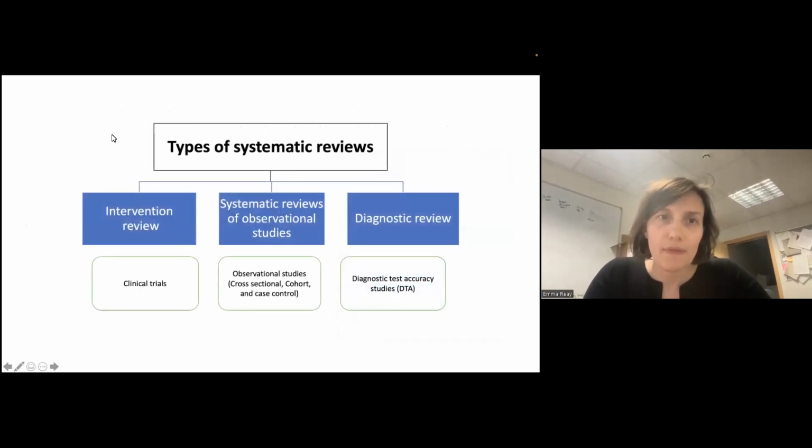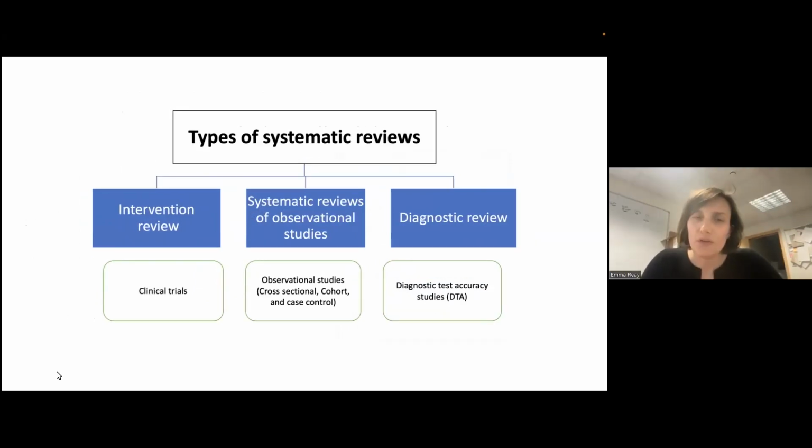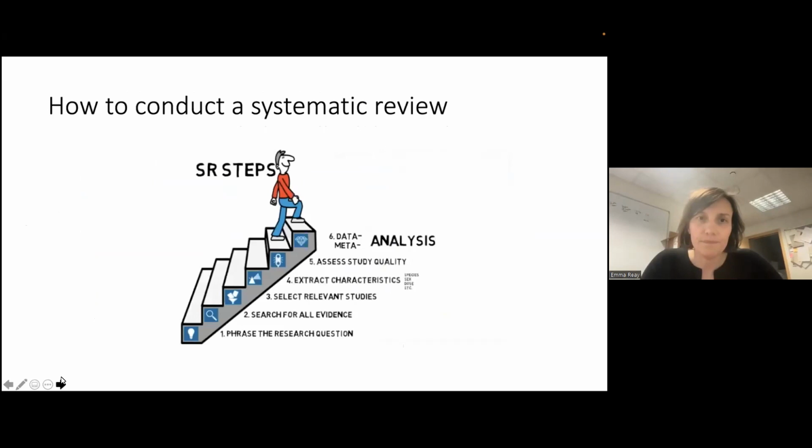So there are different types of systematic review. There is an intervention review, a systematic review of observational studies, and also a review of diagnostics. And you decide which kind of systematic review you're going to undertake based on your research question.